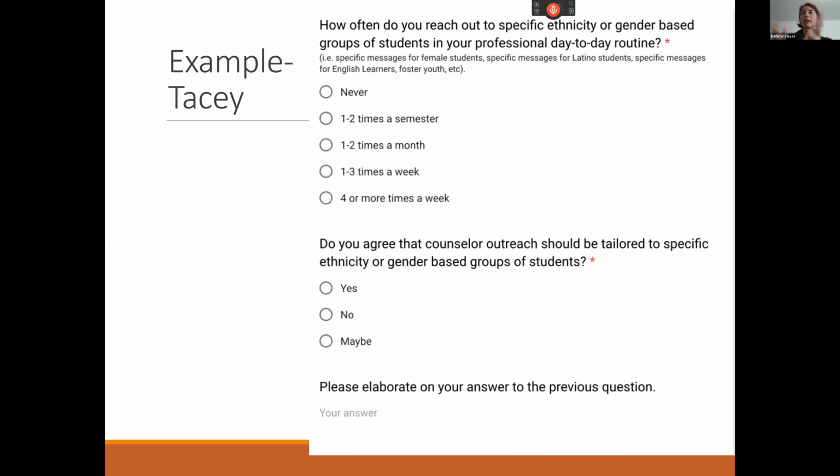And then now we've got a construct, right? This has to do with the importance of reaching out to groups based on ethnicity, right? So we've got 3 questions having to do with this construct. We've got a Likert question, we've got kind of a yes or no question, and then we've got an open-ended question.